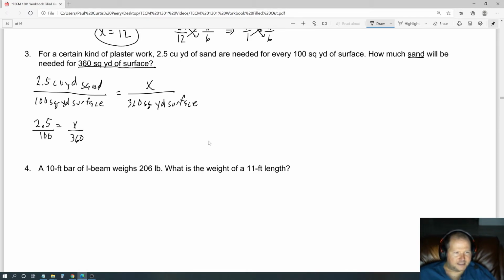Now I can simplify these a little bit if I want to, or I can just cross multiply. So let's just do it the simple way, right? So I'm going to say 100x is 100x. 2.5 times 360 is 900, and then we're going to undo the multiplication of x by 100 by dividing by 100, and whatever we do to one side, we do to the other. 100 cancels out on the left, leaving me an x. And the two zeros over here cancel out with two zeros over there, right? 900 divided by 100, how many hundreds do you have? I have 9, right? So 900 divided by 100 is 9.